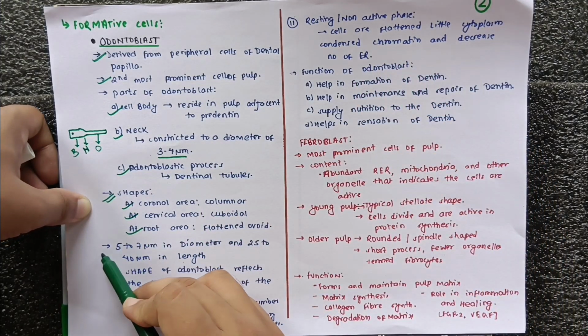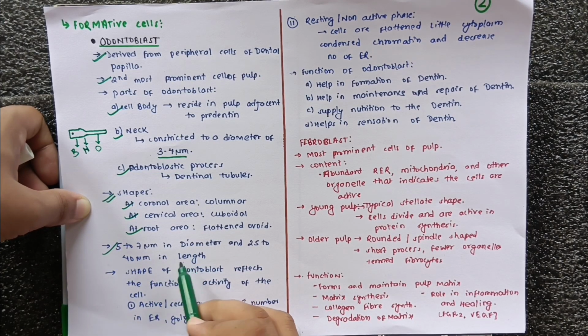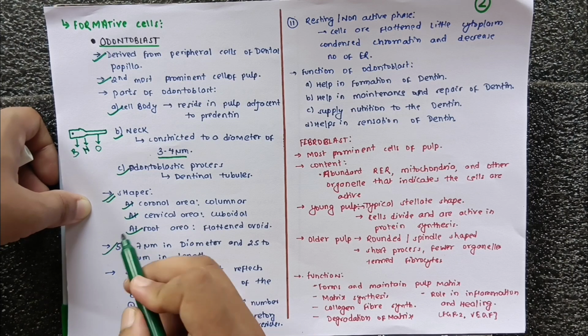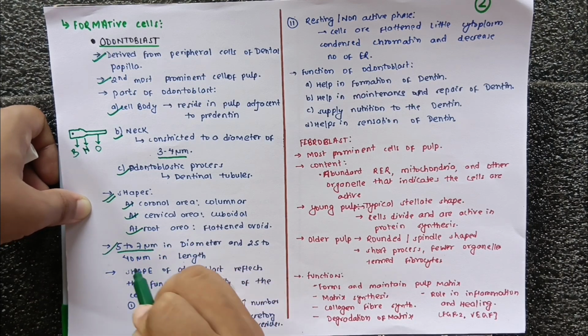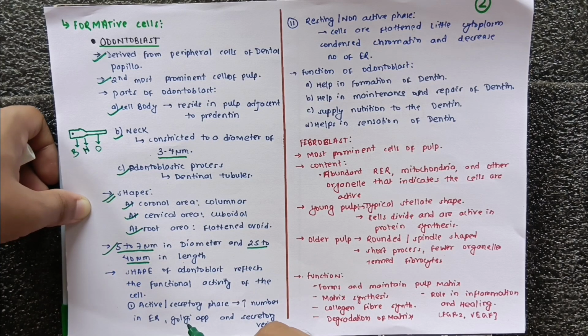And after that, in the next point, 5 to 7 micrometer in diameter and 25 to 40 micrometer in length. This is the dimension you can remember. So 5 to 7 micrometer in diameter and 25 to 40 micrometer in length. After that, the shape of the odontoblast reflects the functional activity of the cell.